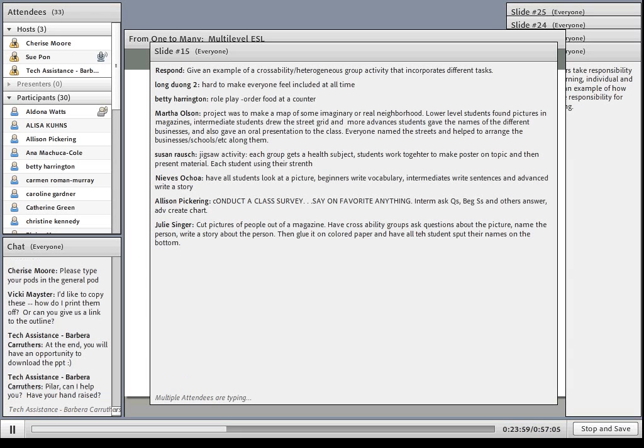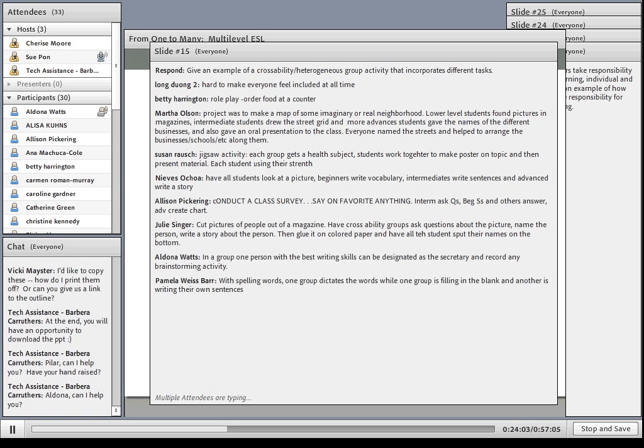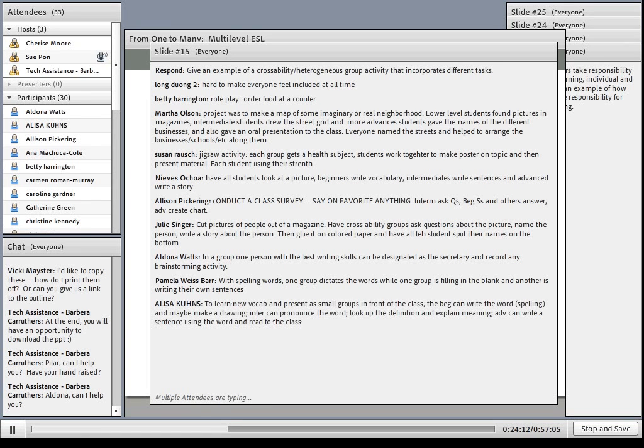Well, your ideas are coming through. Martha suggests a map project where lower level students can use pictures, intermediates drawing and drawing a street grid that uses more English, and advanced students naming businesses and giving the presentation. Susan, thank you for Jigsaw. Jigsaw is perfect for heterogeneous cross-ability group activities.